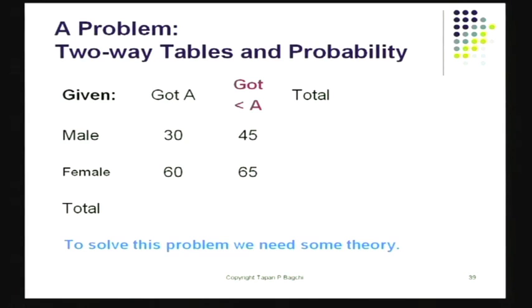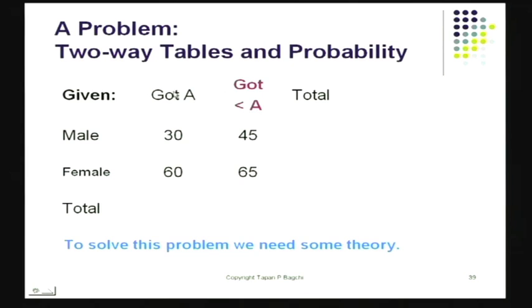I've constructed what we call a two-way table. Notice here the two-way table is kind of tricky. I have male and female students on one side, and I have students who scored A or who scored less than A shown on the other side. So this is more like a little matrix. I have one dimension: the rows are marked male and female, and the columns are marked A and less than A.